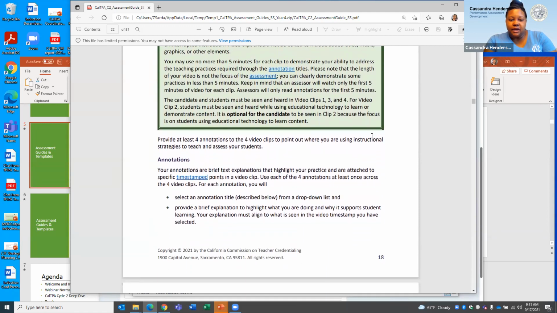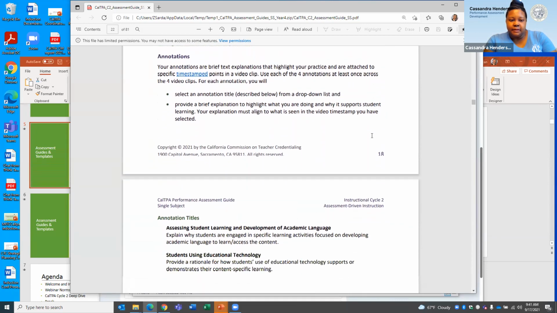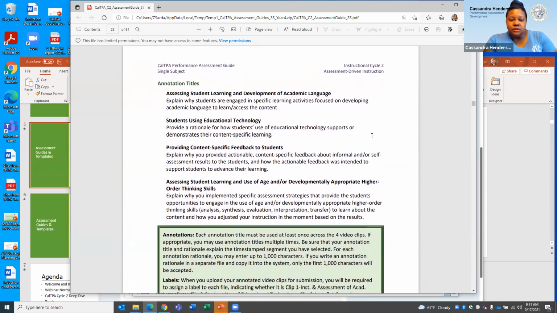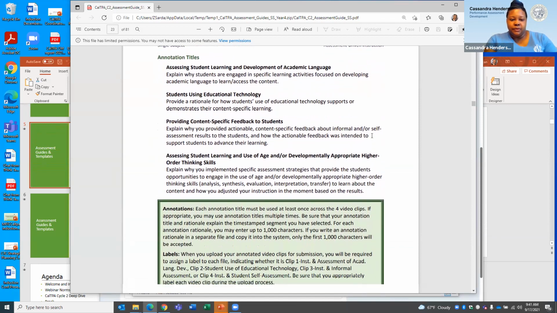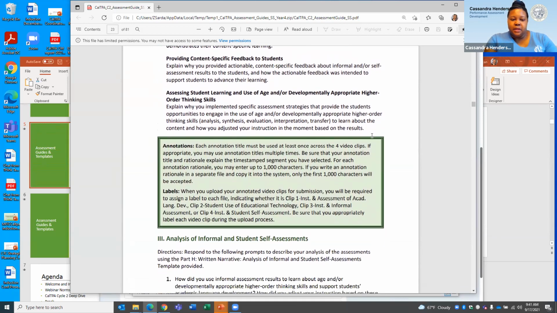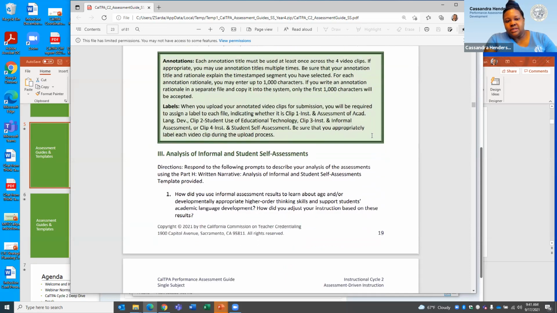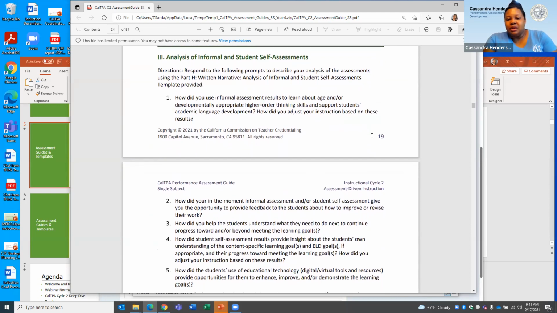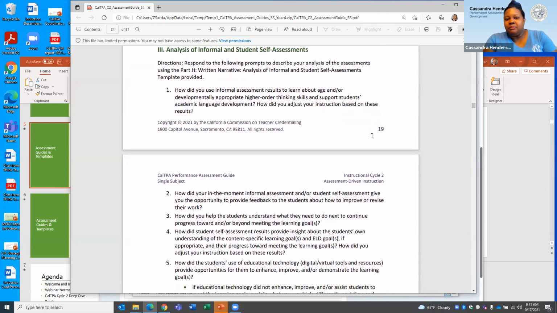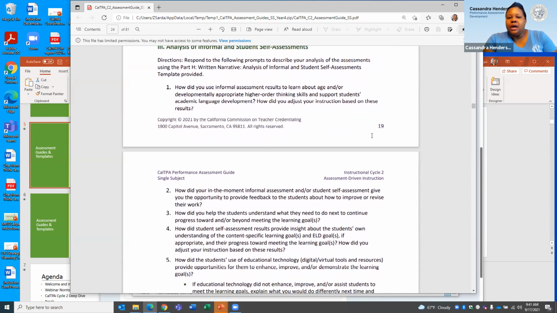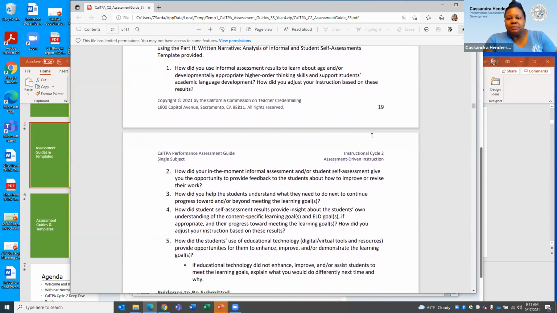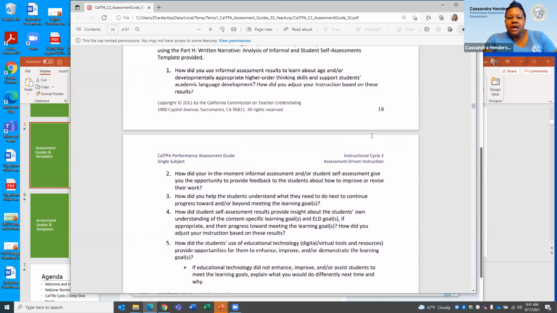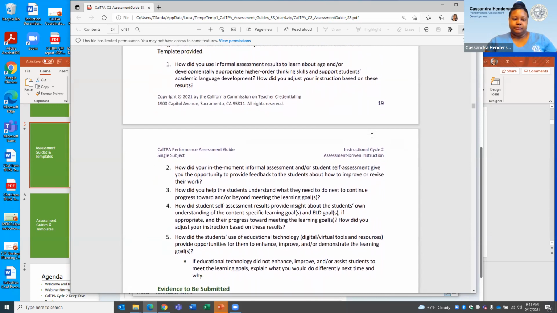And here is the list of annotation titles that they need to use. Another green call out box below that talks about annotations and labels. Then part 3 of step 2 is the analysis of the informal and student self-assessments. This is where the candidate needs to make sure they're not just stating something, but talking about how and why, really explaining as if, remembering the assessor was not in the room with them, even though they're going to see video, what happened and why and how.